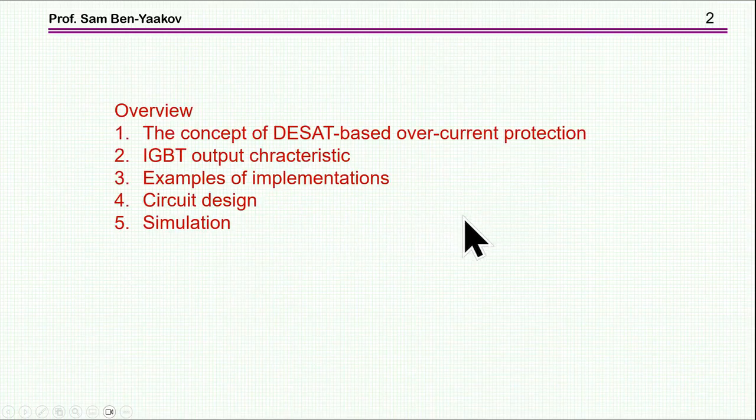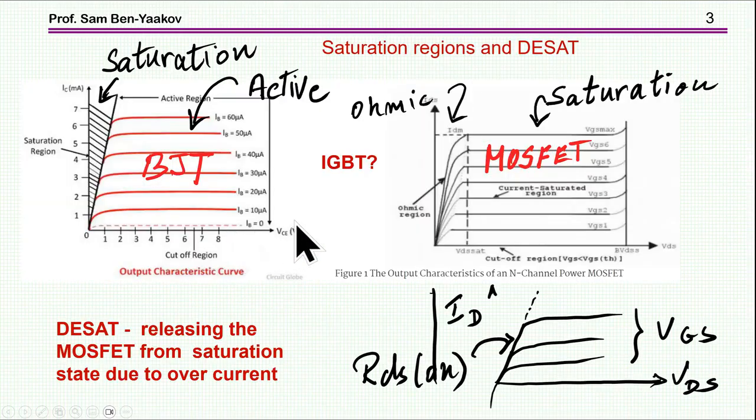In this presentation, I'm going to cover in a general way the concept of DSAT-based overcurrent protection, talk about the IGBT output characteristic. I'll show some examples of implementing the DSAT network, and then talk about circuit design and simulation by LTspice. Let me first of all clarify terms here.